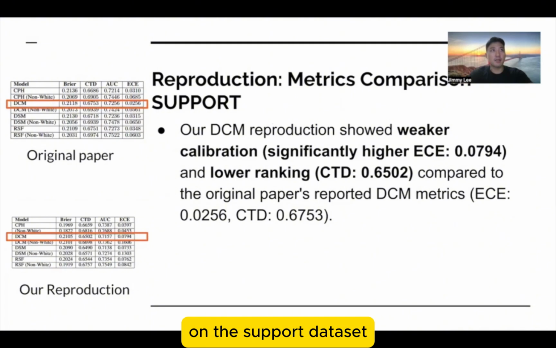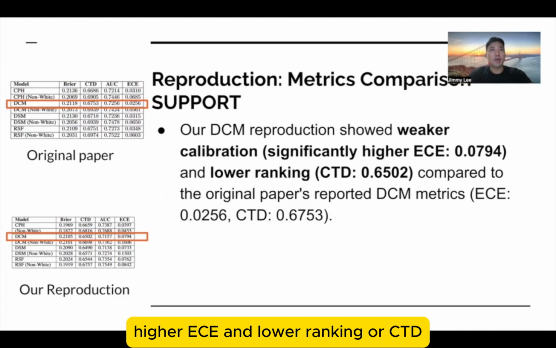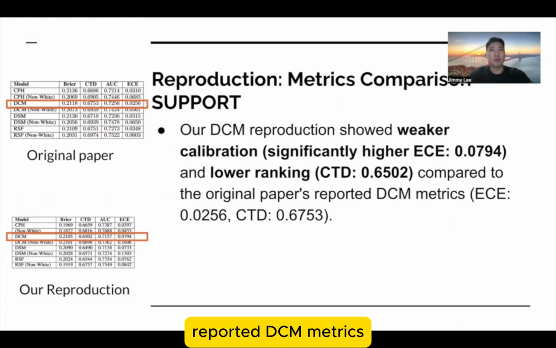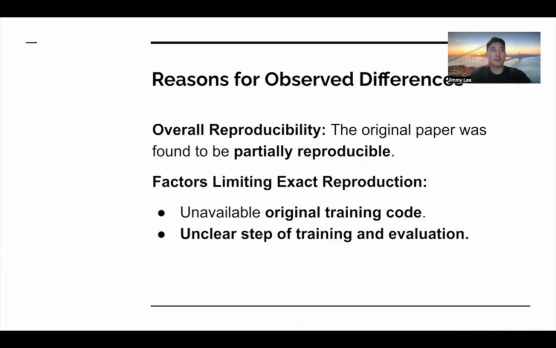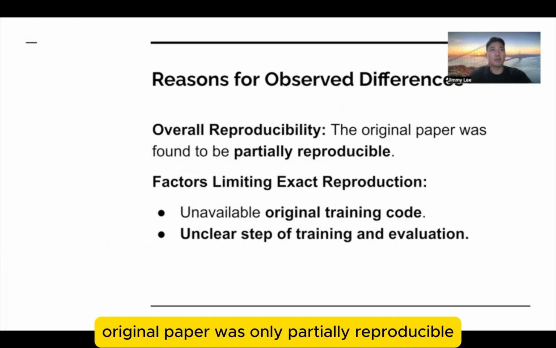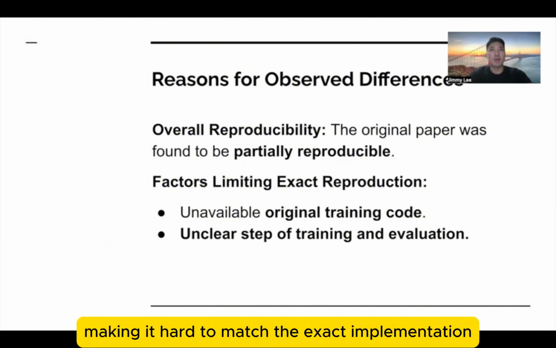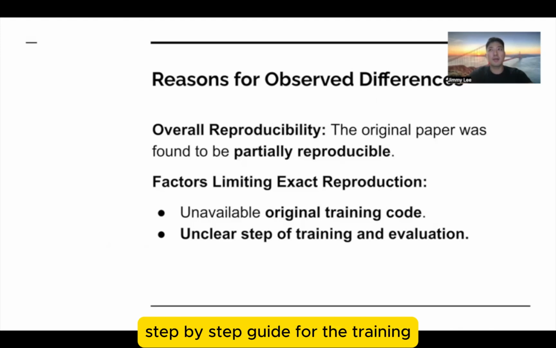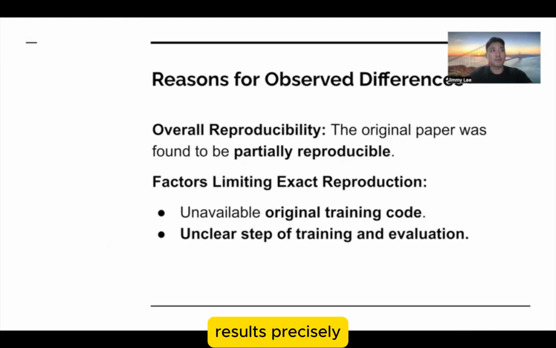On the SUPPORT dataset, our DCM reproduction showed weaker calibration, higher ECE, and lower ranking, or CTD, compared to the original paper's reported DCM metrics, often performing only comparably to baselines. Our reproduction study found the original paper was only partially reproducible. This was mainly because the original training code was unavailable, making it hard to match the exact implementation. Also, there wasn't a clear step-by-step guide for the training and evaluation process. These factors limited our ability to replicate the results precisely.